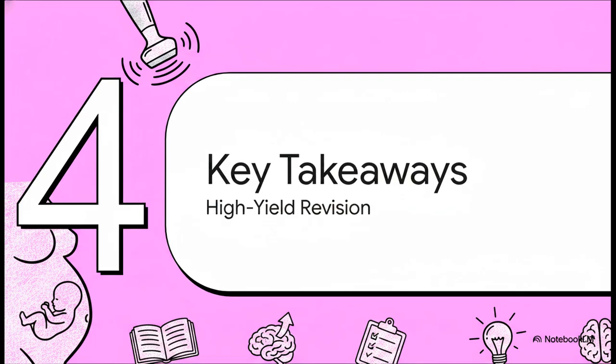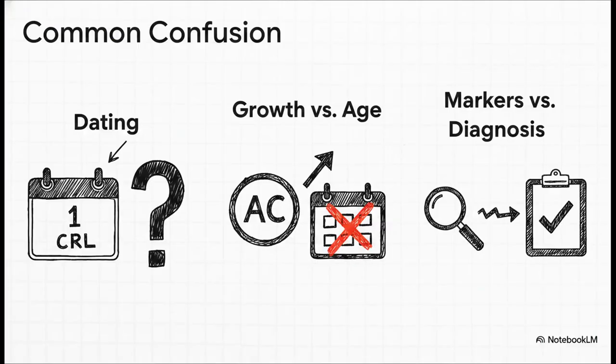All right, let's take a moment and consolidate everything we've just covered. Think of this as your high-yield summary, perfect for that last-minute revision before an exam. First, let's clear up a few spots where students often get tripped up. 1. For dating, CRL is king in the first trimester, no question. After that, we use a combination of all the measurements. 2. Remember the difference between growth and age. AC is our best tool for monitoring growth, not for setting the due date. And 3, always remember that soft markers are about risk, they are not a diagnosis.